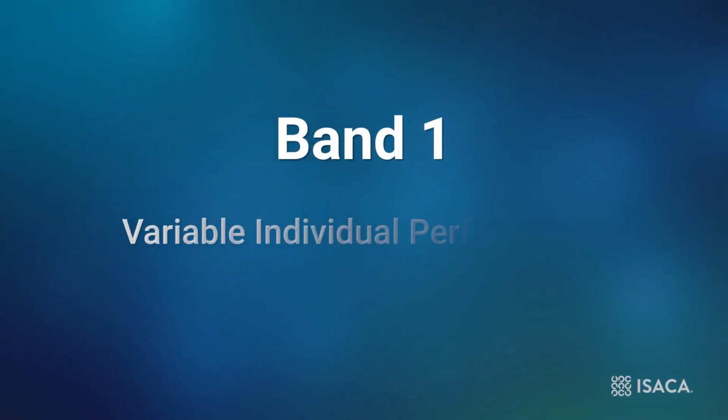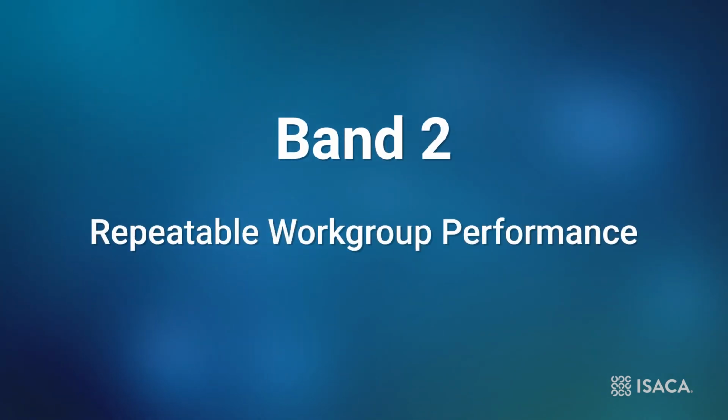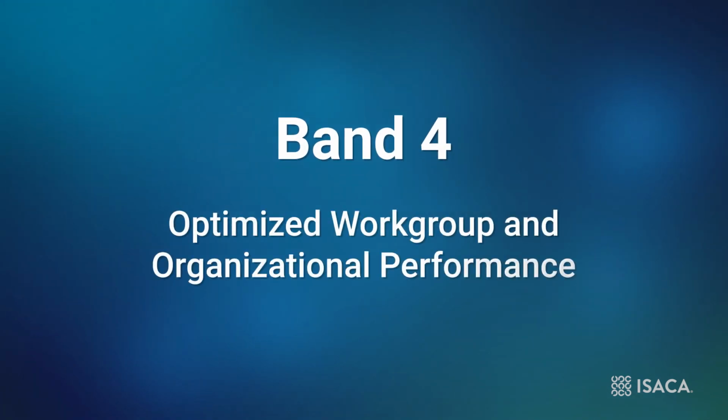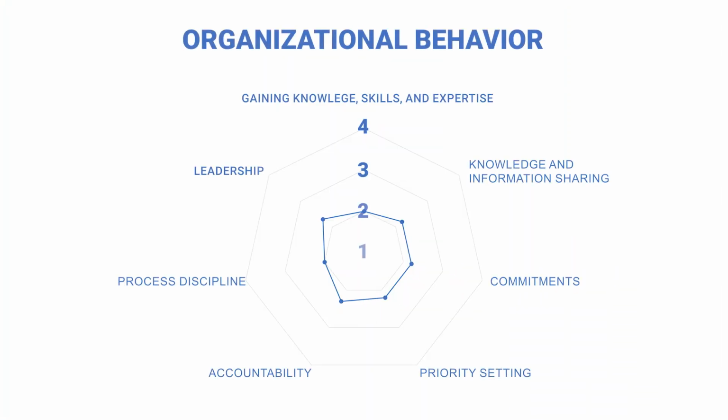Band 1, variable individual performance. Band 2, repeatable work group performance. Band 3, consistent organizational performance. And Band 4, optimized work group and organizational performance. The lower the band, closer to 1, can indicate that the organization's performance improvement efforts may not be sustainable. The closer you are to 4, the more likely your organization will be to sustain change.